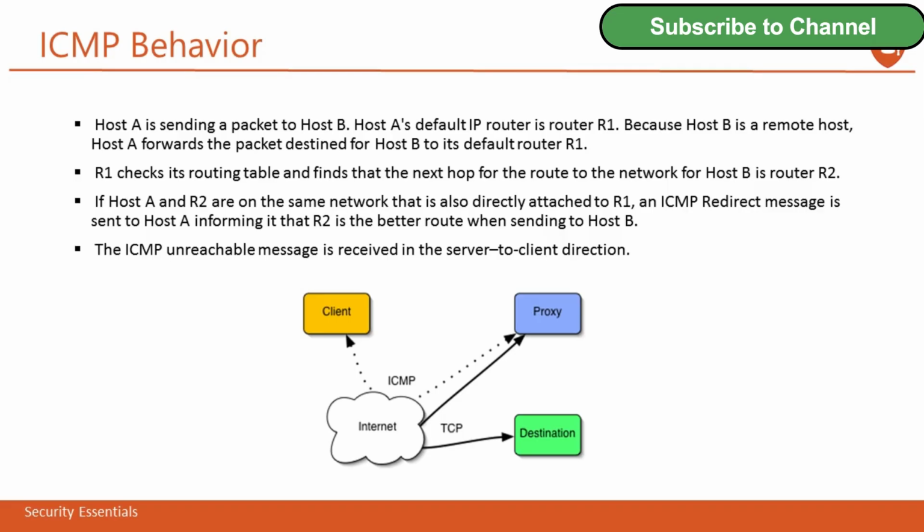So R1 checks its routing table and finds that the next hop for the route to the network for host B is router R2. If host A and R2 are on the same network that is also directly attached to R1, an ICMP redirect message is sent to host A, informing it that R2 is the better route when sending to host B. The ICMP unreachable message is received in the server to client direction, so it's like you are using a ping command.